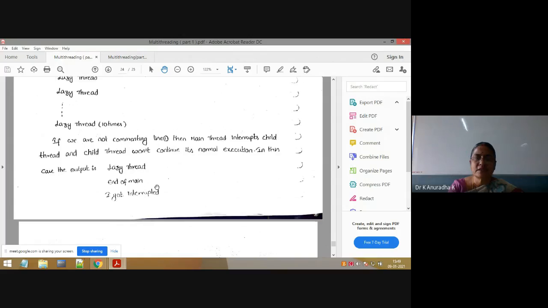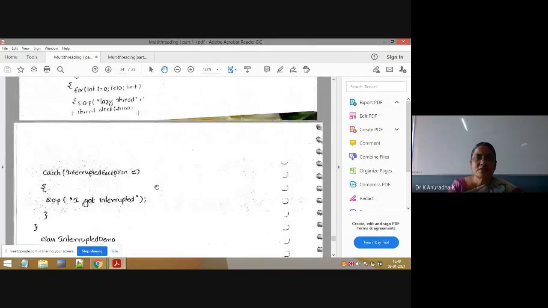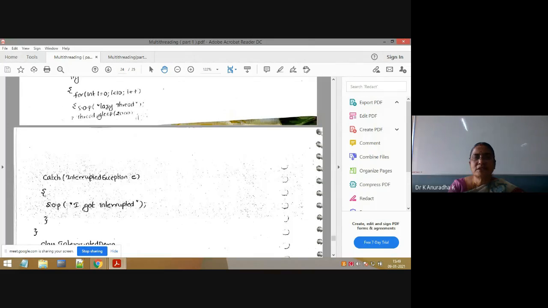Using the statement Thread.sleep(2000), our thread is in the sleeping state. When that thread is in the sleeping state, it got interrupted by using t.interrupt(). So when the child thread is in the sleeping state and it gets interrupted, what will happen? It is like an error.